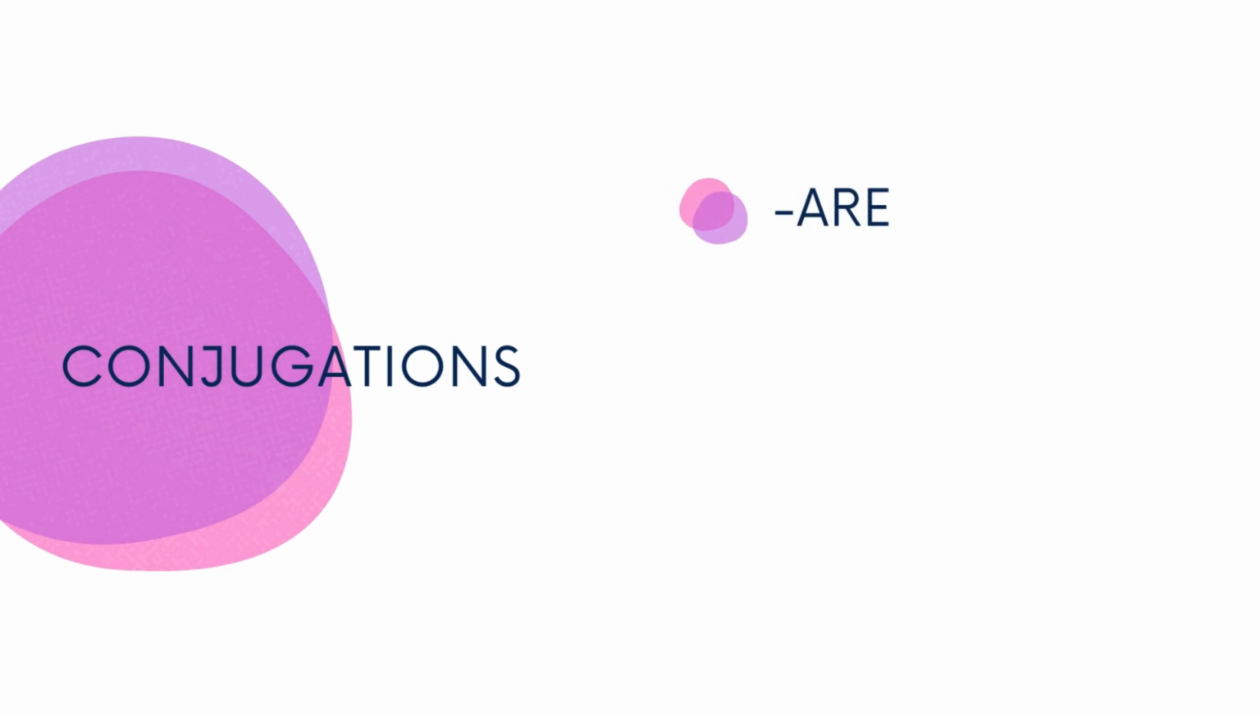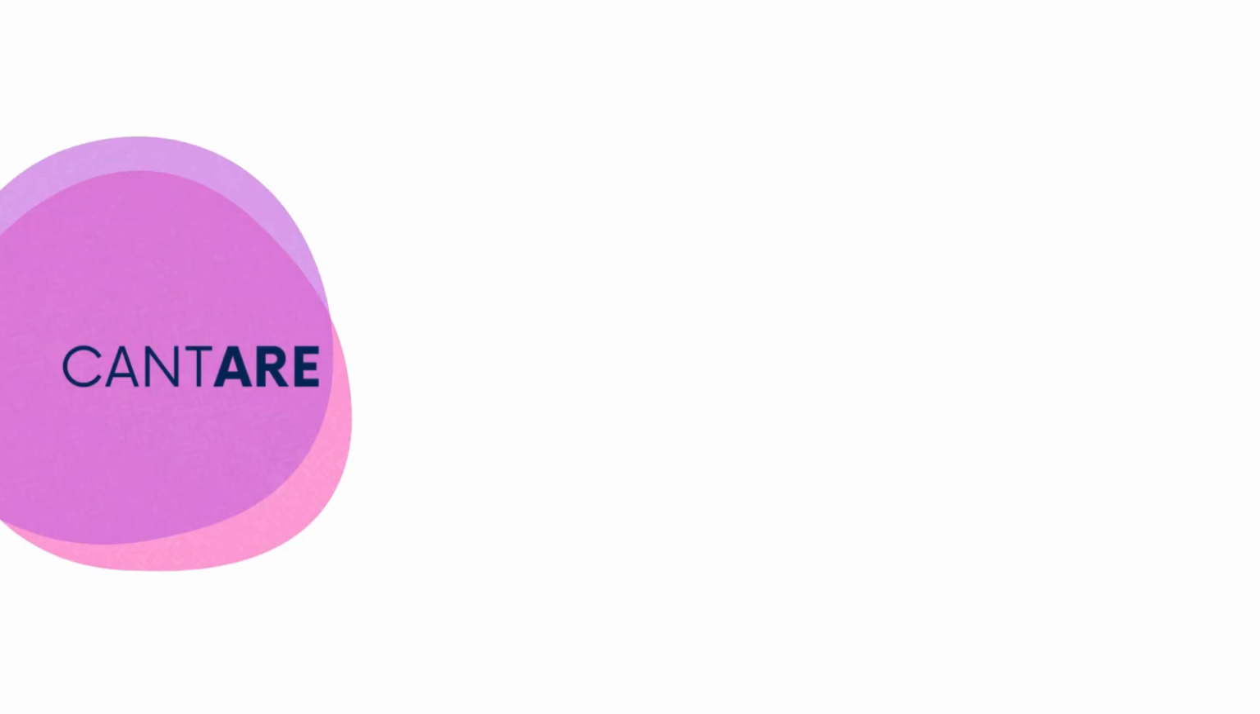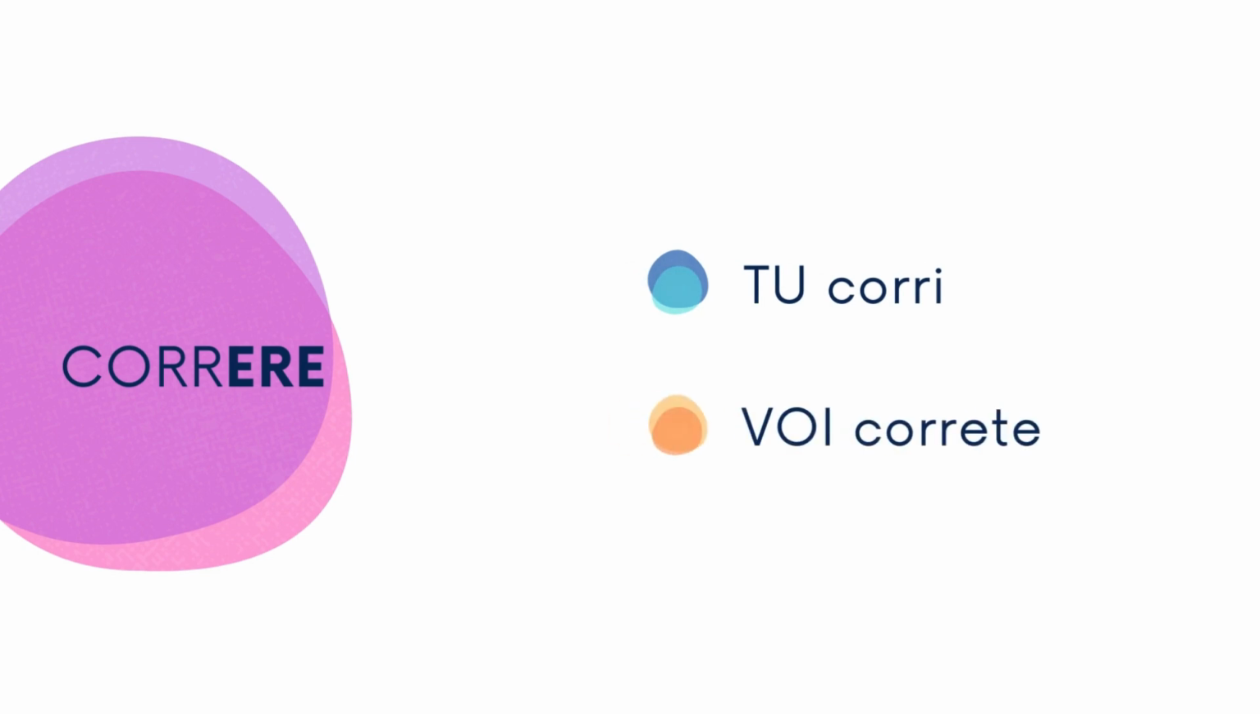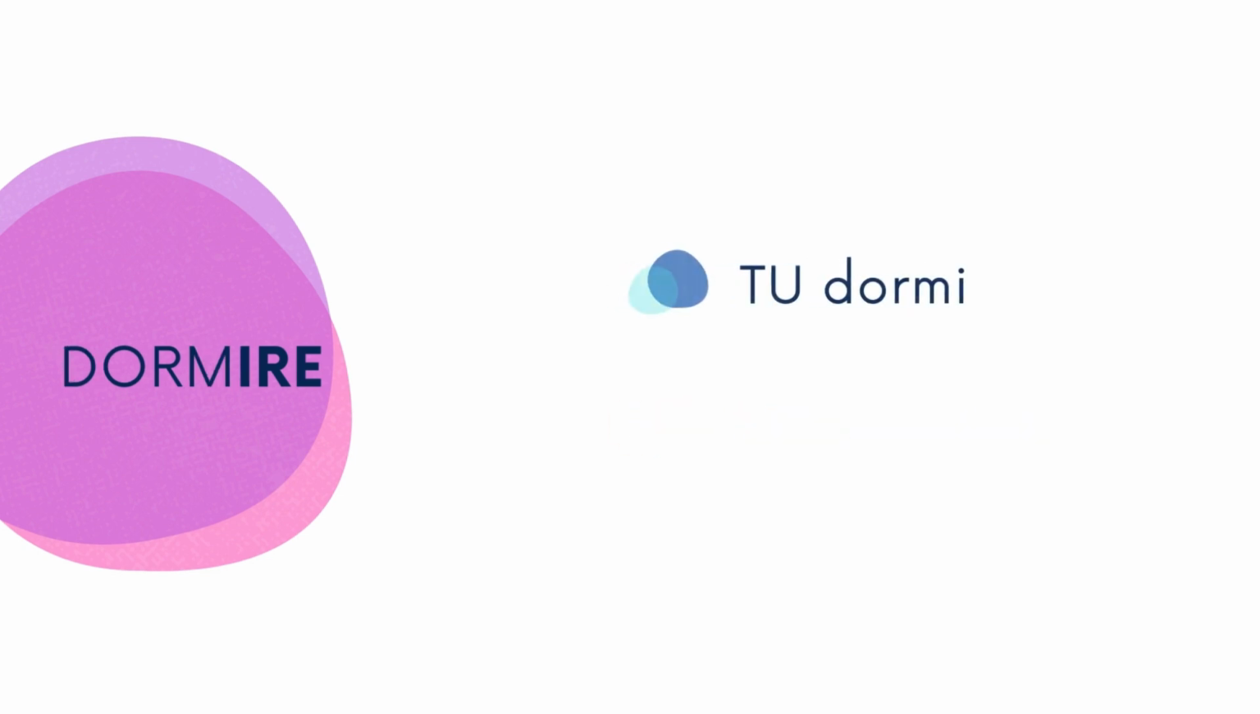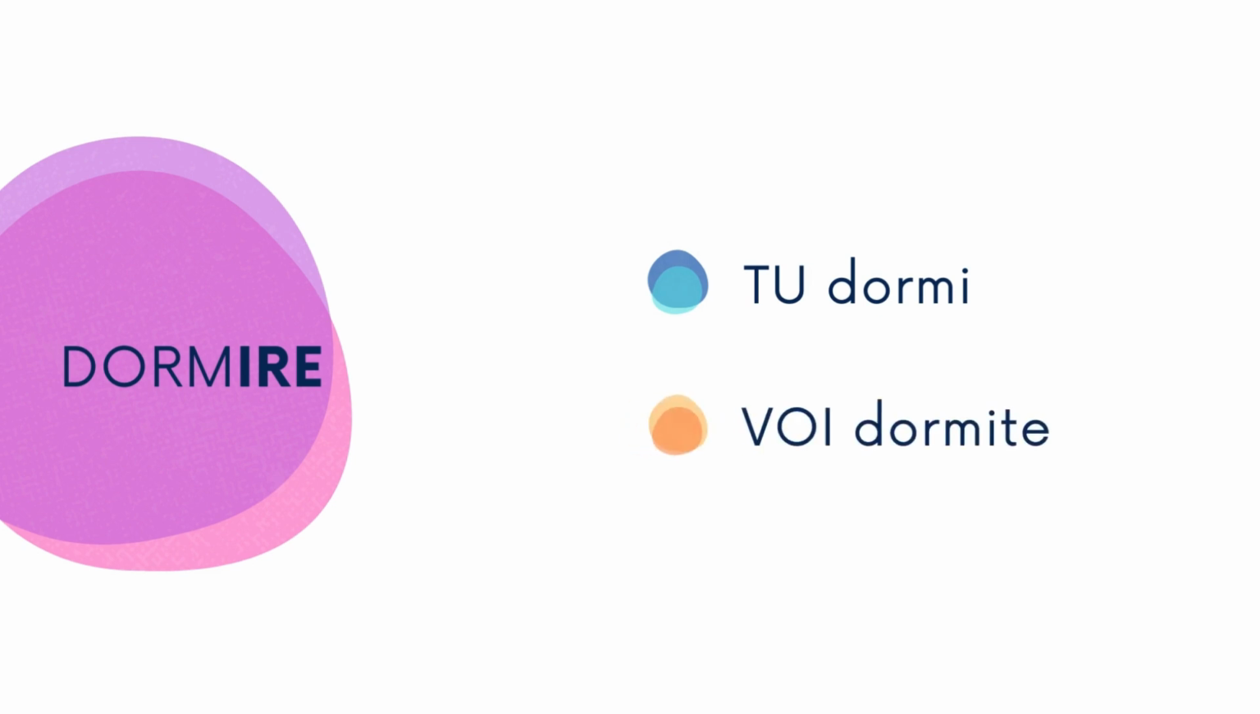Let's see an example of how we can conjugate the three main conjugations we have in Italian, namely verbs ending in are, first conjugation, ere, second conjugation, and ire, third conjugation. So we have cantare, tu canta, voi cantate, correre, tu corri, voi correte, dormire, tu dormi, voi dormite.